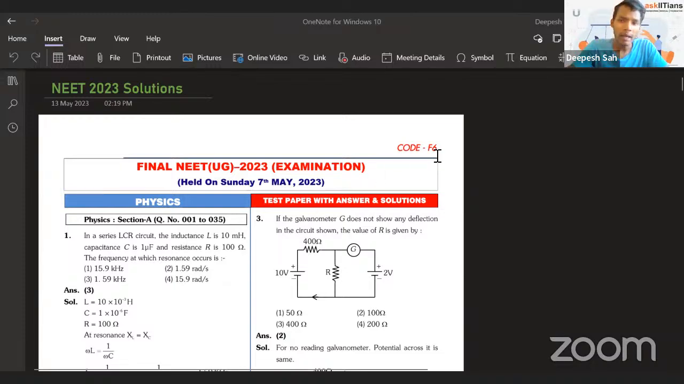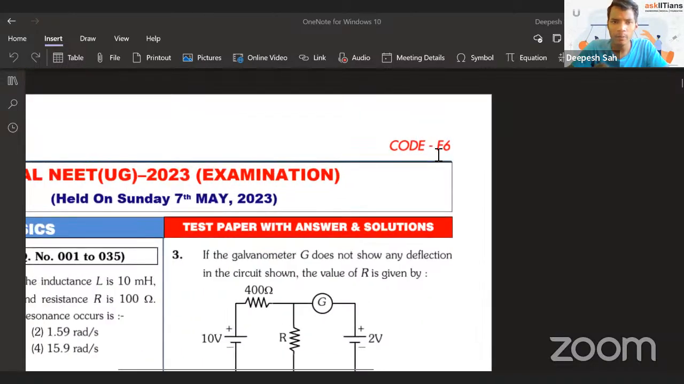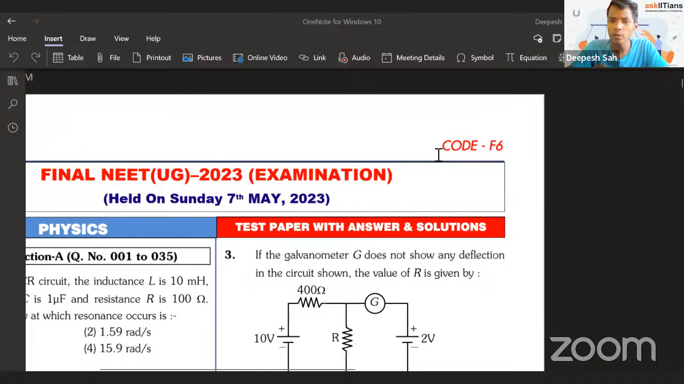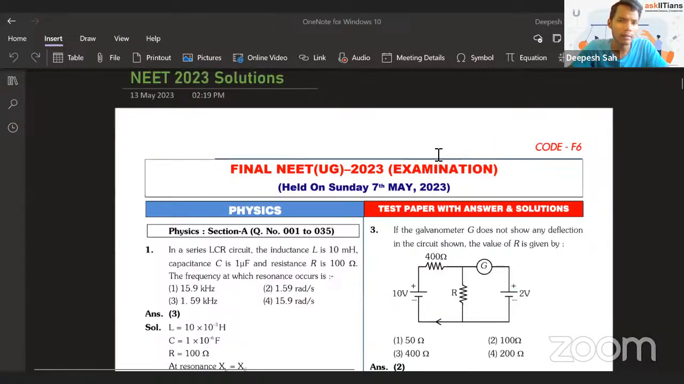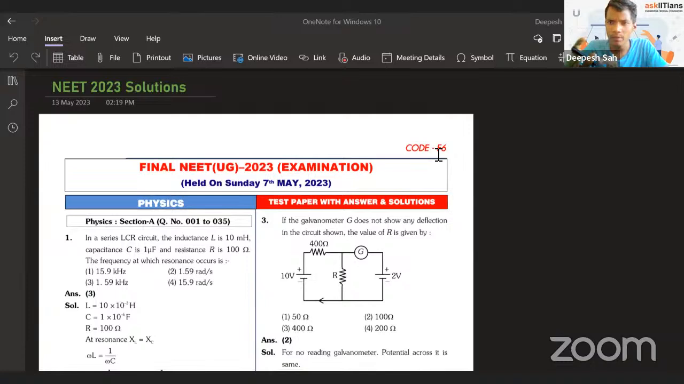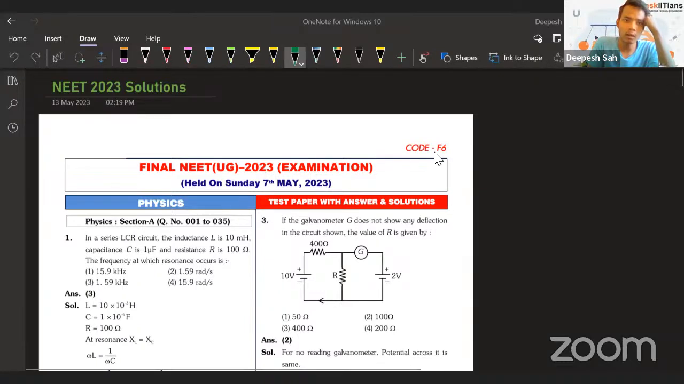2023 NEET. Okay, I have the paper with code F6, but as I have already discussed with you, that code doesn't matter that much. All the papers have a similar set of questions. They are just jumbled. Like the same question at question number 1 can be question number 7 in another set. So today we will be discussing question number 1 to question number 25.